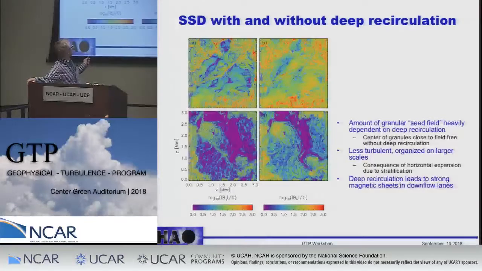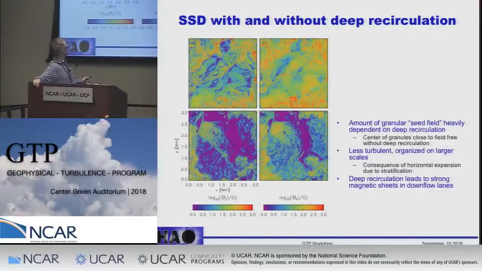And here I show on a logarithmic scale the vertical and horizontal field on tau equal 1. This is the case with deep recirculation. This is the case with only shallow recirculation. In the case of deep recirculation, you have a more coherent initial seed field in the granule, which leads to this amplification of these strong magnetic sheets.